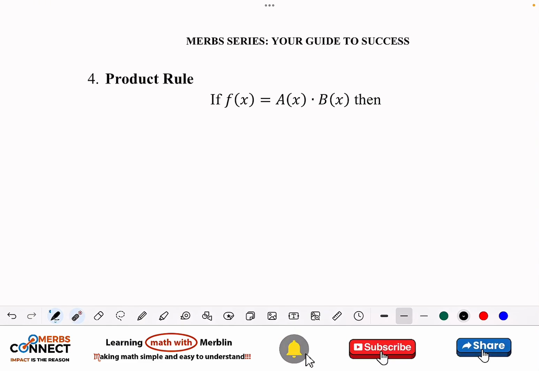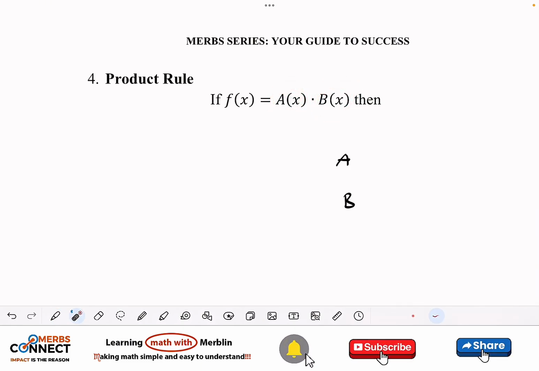Let's talk about product rule. I love product rule a lot. So product rule, anytime you have two functions, I like using A and B. This is how we do it. So I pick my A, I pick my B. So this is my A, this is my B.